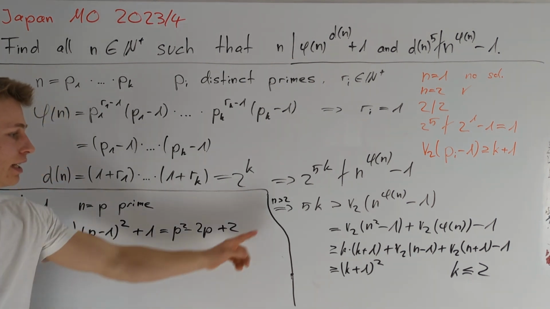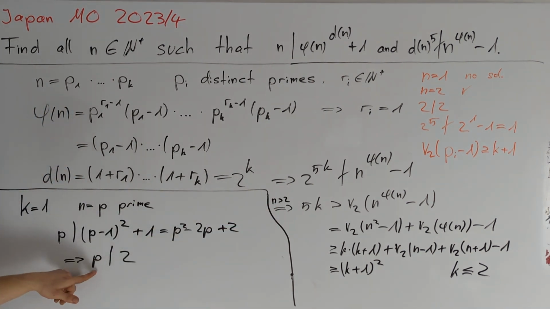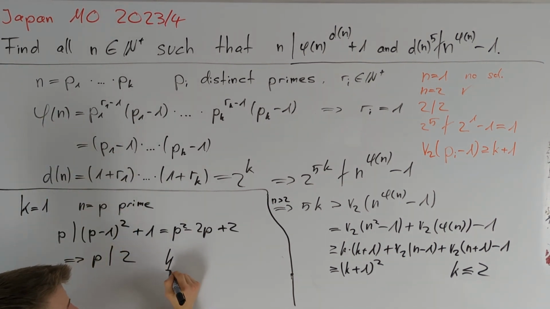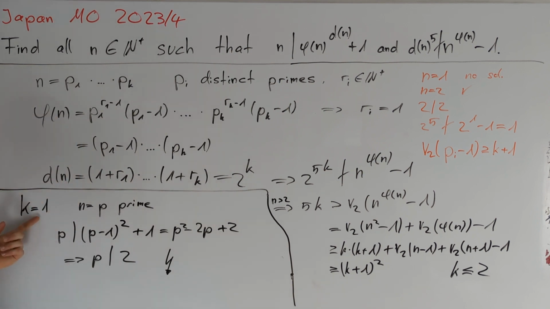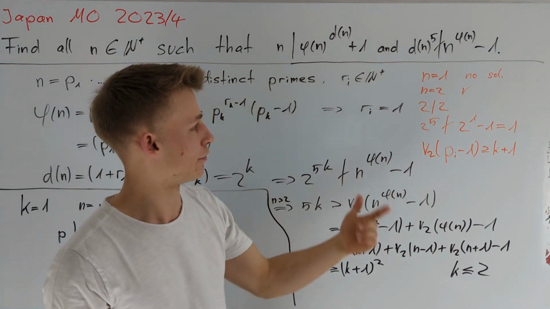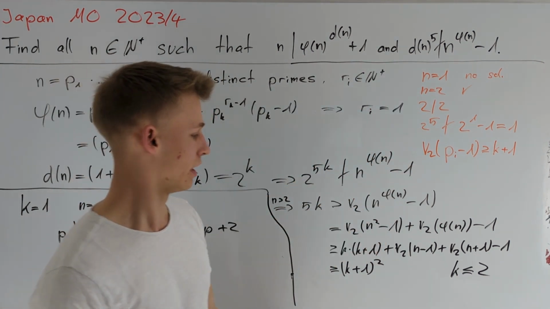We remember that n is greater than 2, so p is greater than 2, and therefore this is clearly a contradiction. So in the case k equals 1, we also have no solutions, and the case k equals 0 is already done, and therefore n equals 2 is our only solution, and we are done.